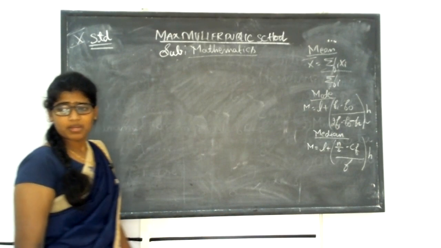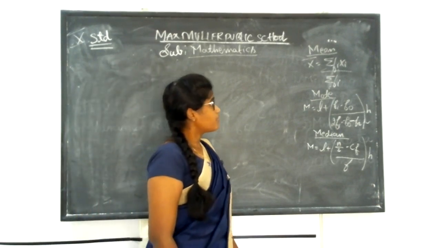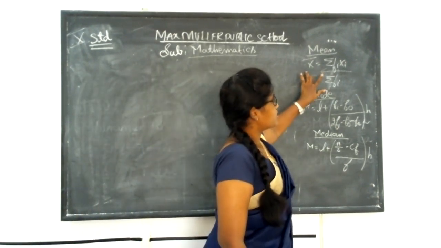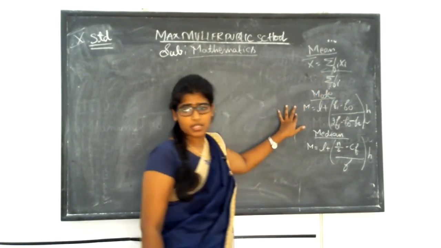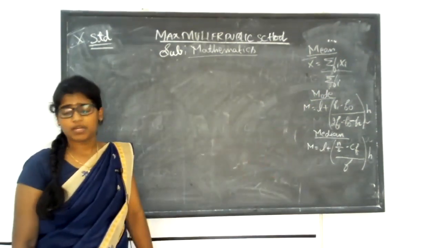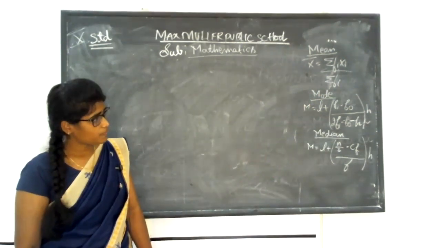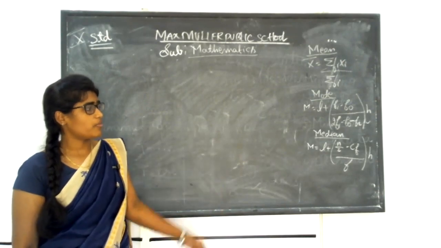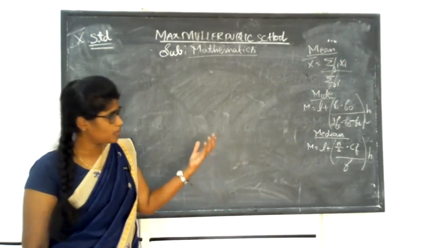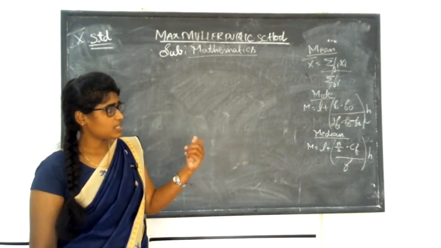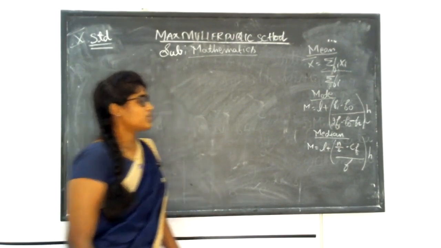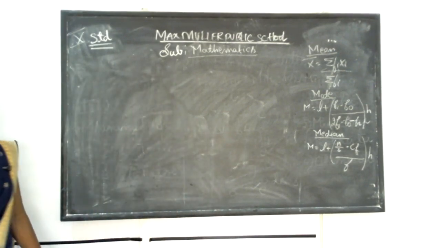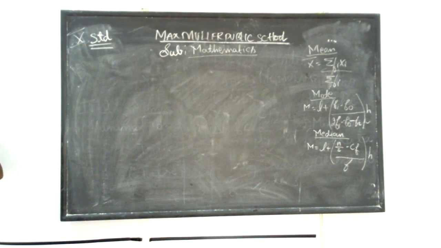Mean. What is the mean formula? X dash is equal to sigma fi xi divided by sigma fi. Mode formula is M is equal to L plus f1 minus f0 divided by 2f1 minus f0 minus f2, into h. And median formula is what? Both mean and median belong to the same pattern. The first and the last are same, but the mid value will be different. That is L plus (n by 2 minus cf) by f, into h. Correct? These are the formulas you need to remember.